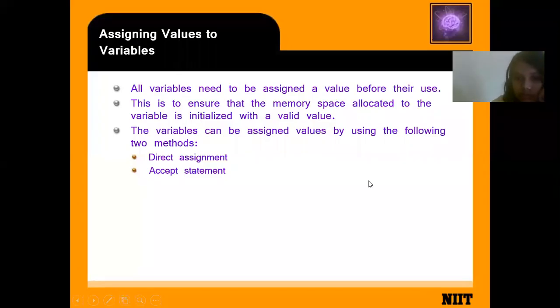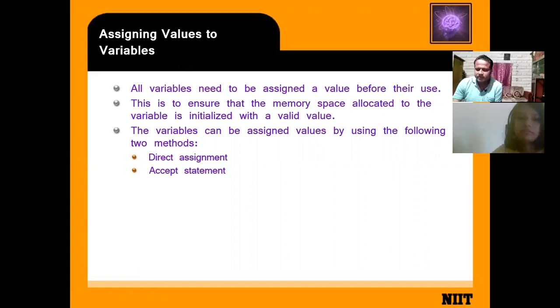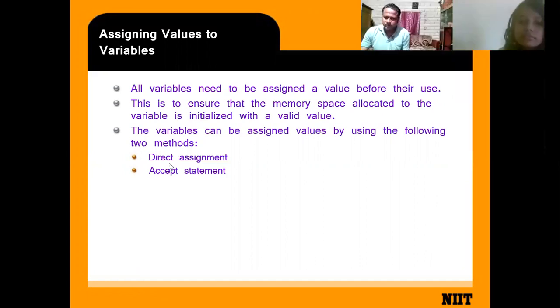How are variables initialized? We have to initialize the variable in two ways. One is by direct assignment, another is by accept statement. So in two ways we initialize the value. One is direct assignment, which means at the time of declaring the variable, you initialize the value.